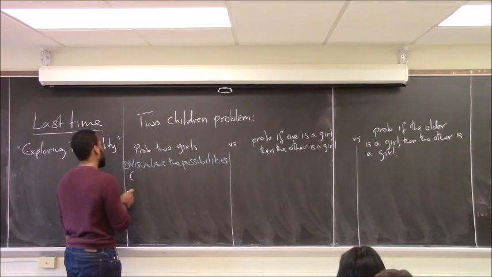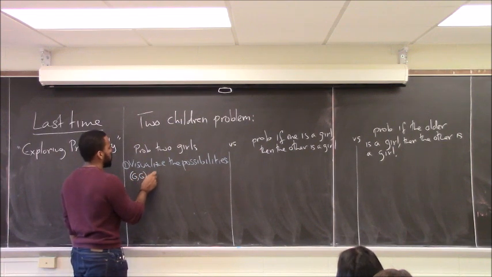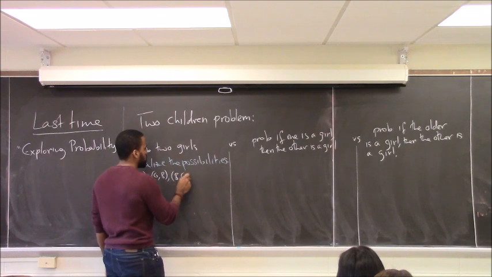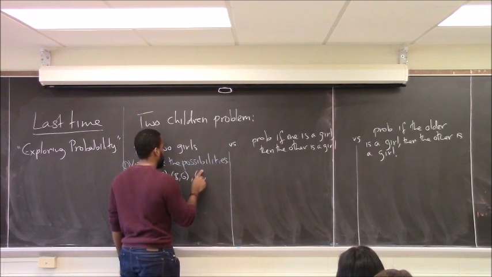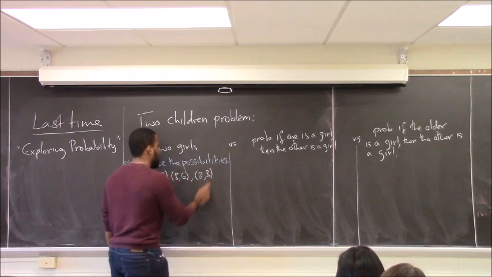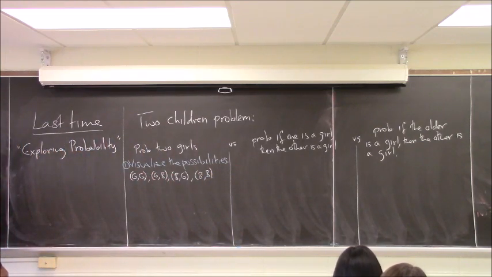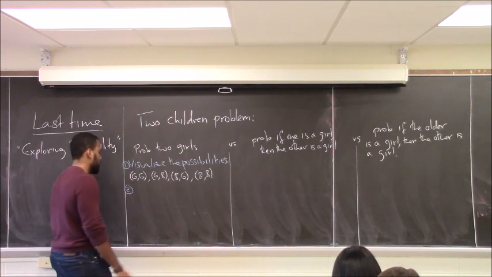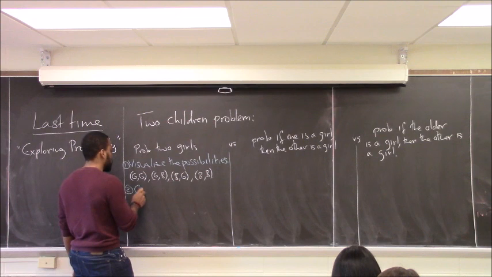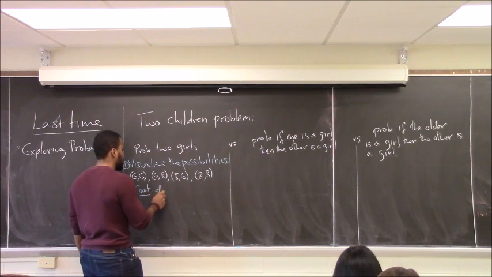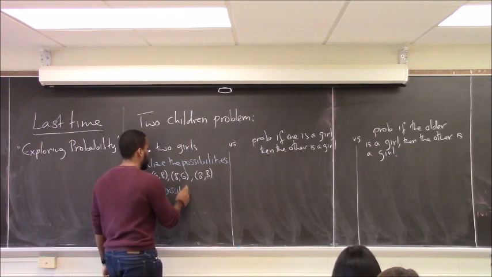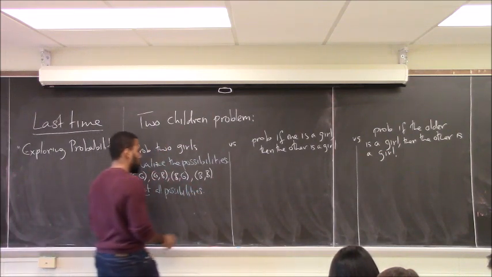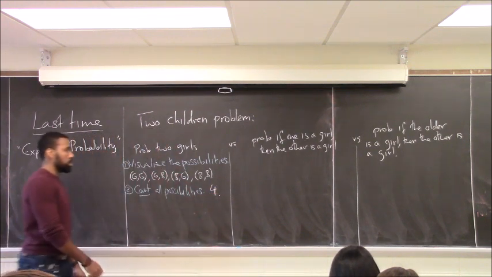We could say, okay, they could have a girl first and a girl second, or a girl first and a boy second, or a boy first and then a girl second, or a boy first and a boy second, right? So there were actually four possibilities in this case, and the second thing we had to know is how to count all possibilities. In this case, there were four total possibilities.